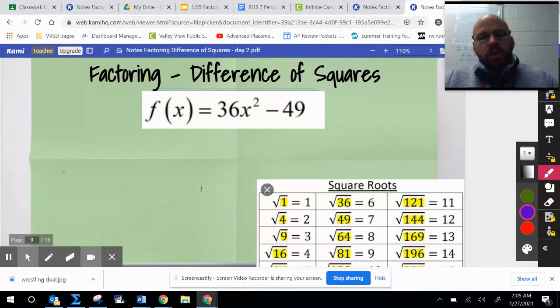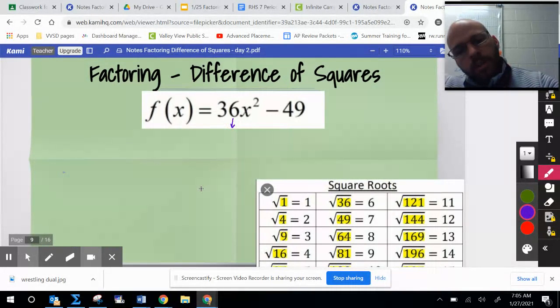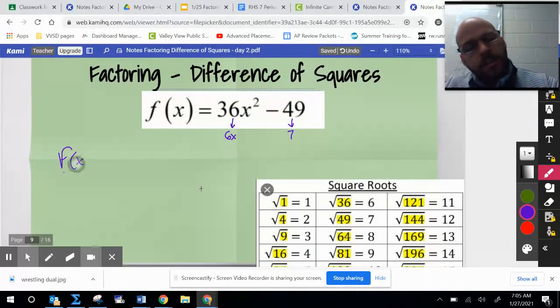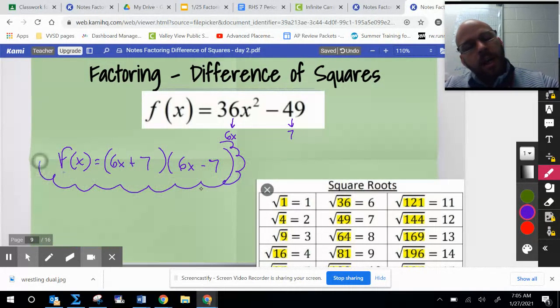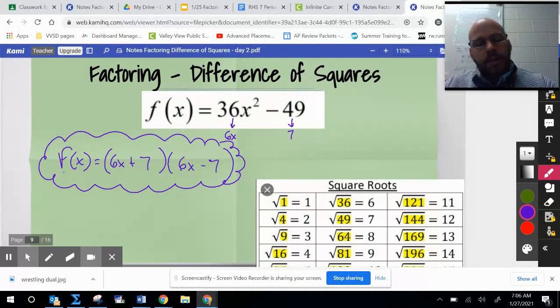But what I want to show you is I'm going to take the square root of this first term. Square root of 36x squared is just 6x. Square root of 49 is 7. So when I factor this, watch how easy this is. I'm going to make my groups. I'm going to say 6x plus 7 and 6x minus 7. Ladies and gentlemen, that is how you factor a difference of squares. That's it. That's all we need to do.